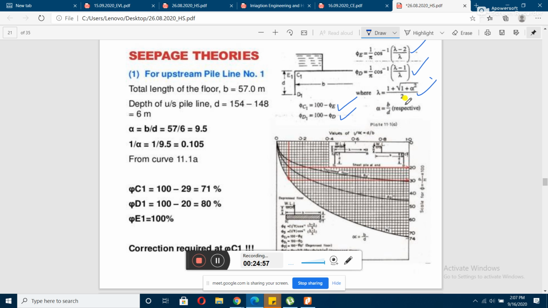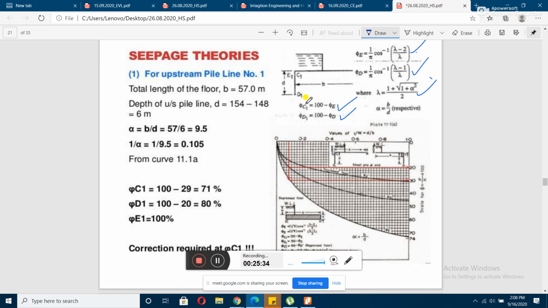Just see again what we are doing. We are first finding the value of alpha, that is B by D. Once we find that, we can find the value of lambda, that is 1 plus root over 1 plus alpha square, whole divided by 2. If we know the lambda value, we can find phi E and phi D. Then if we know phi E, we can easily find phi C1, that is 100 minus phi E. Similarly, phi D1 can also be found, that is 100 minus phi D.